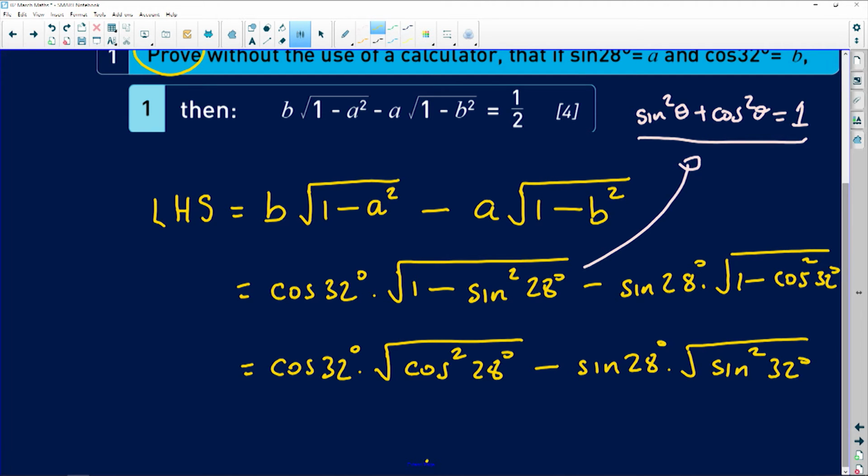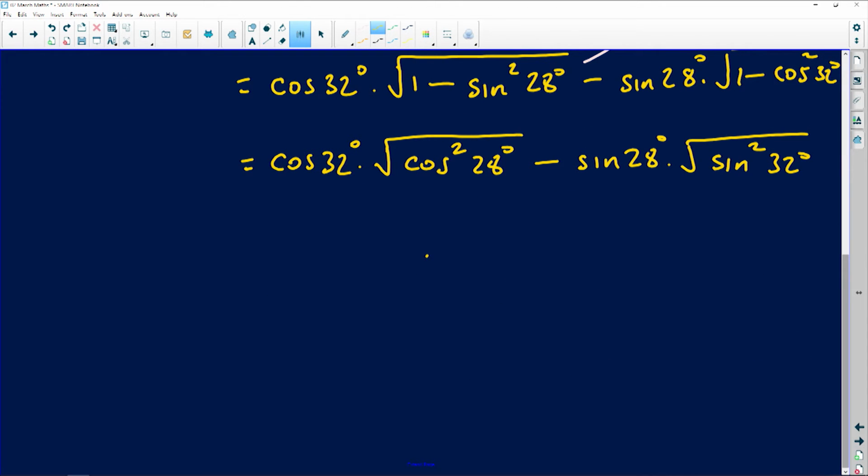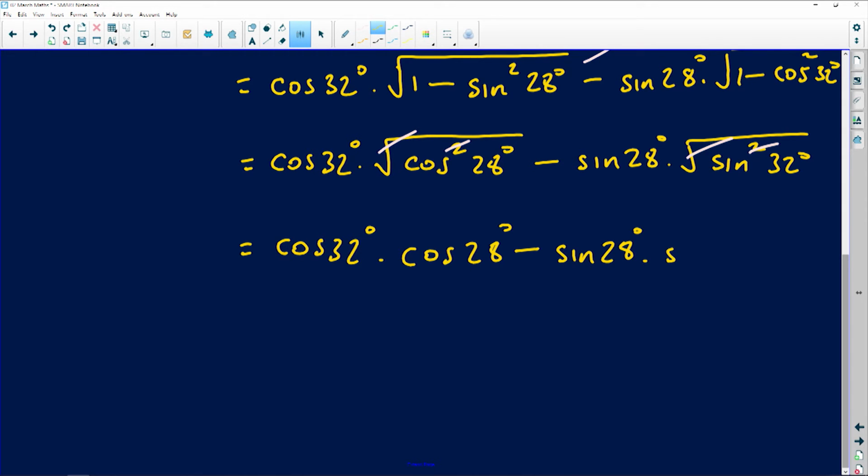Right. Now, you'll agree with me that the square root helps you to remove a square in any expression. So this is as good as the cosine of 32 degrees multiplied by the cosine of 28 degrees, because the square and the square root deal with each other. It's very, very evident that this and that will cancel out. Similarly, this side, that and that will simply cancel out. Then you'll have minus the sine of 28 degrees multiplied by the sine of 32 degrees.